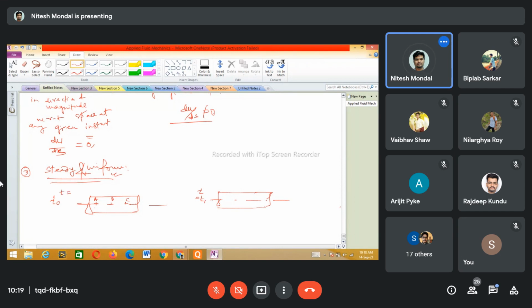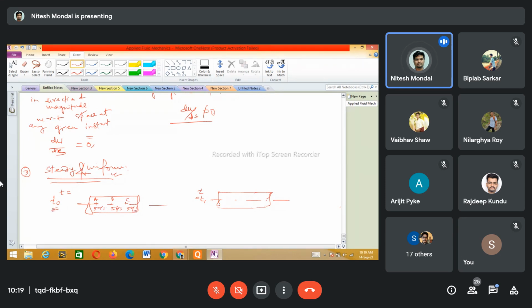So here the velocity is 5 meter per second. Here also 5 meter per second. Here also 5 meter per second. So three different places, but for a particular time, you get 5 meter per second at all three. So this is defined as the place is different, but time is constant.